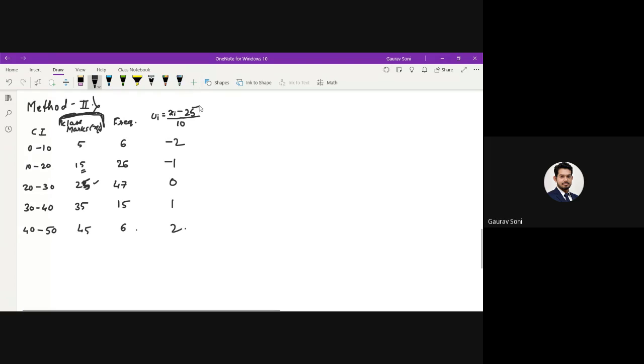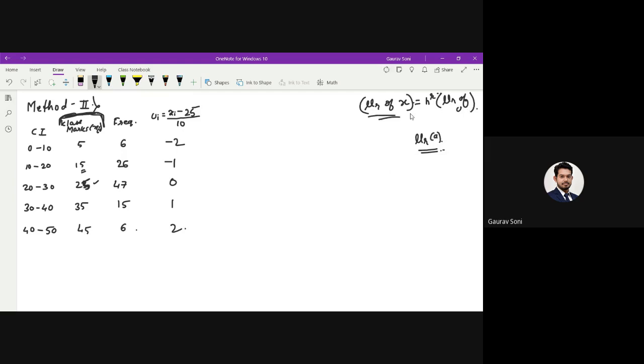Now what I can do is get the u bar and do the calculation, but I won't go to that. What I will do is I'll use mu r of a. Be careful. What we want is mu r of the variable x. How will I get that? By multiplying h raised to r with mu r of u. Correct? Up to this?